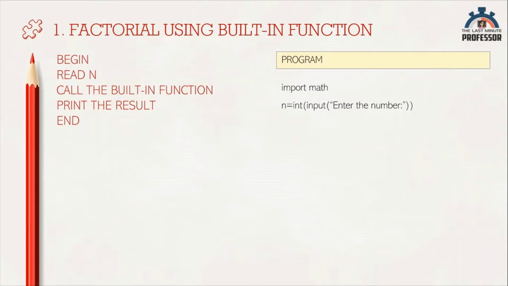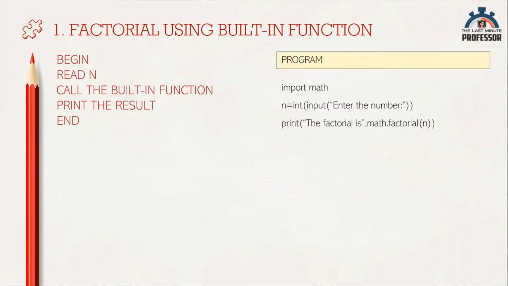Then just call the function. There is a standard way to call: module name dot function name. So here, math.factorial(). Pass the value for which you want to find the factorial within the brackets. This will return the result. Use the print function to display the result.